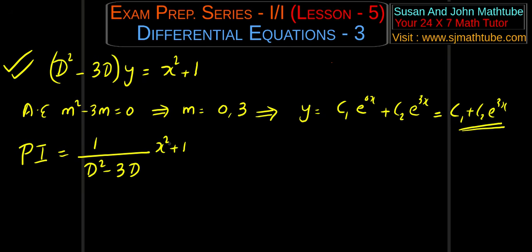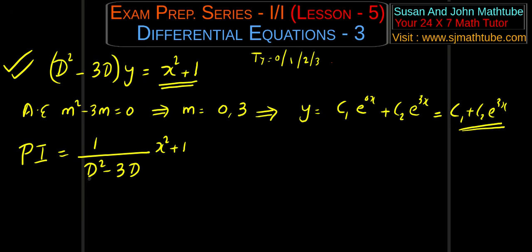Now wait a minute. Is it type 3? Yes. How do you know type 3? Type 3 means the right side will be a polynomial. Type 0 means right side will be 0. Type 1, the right side will be an exponential function. Type 2, the right side will be sine or cosine. And type 3, the right side is a polynomial. And when you have a polynomial, you must create 1 so that we can apply the binomial series.